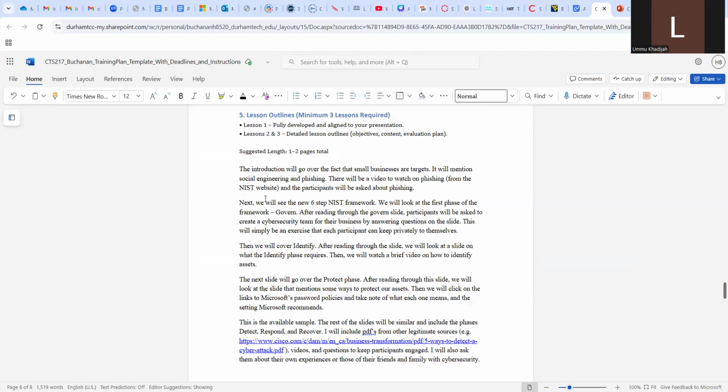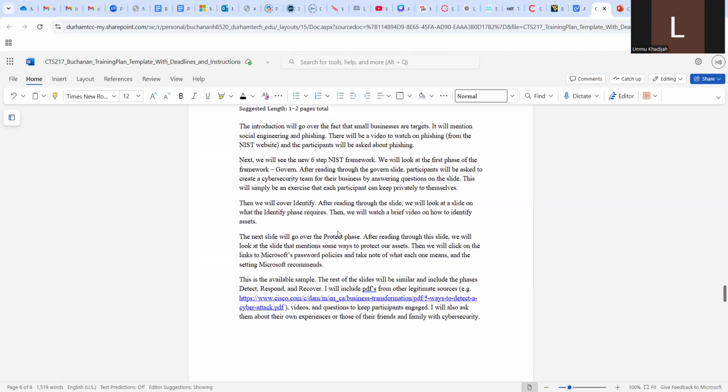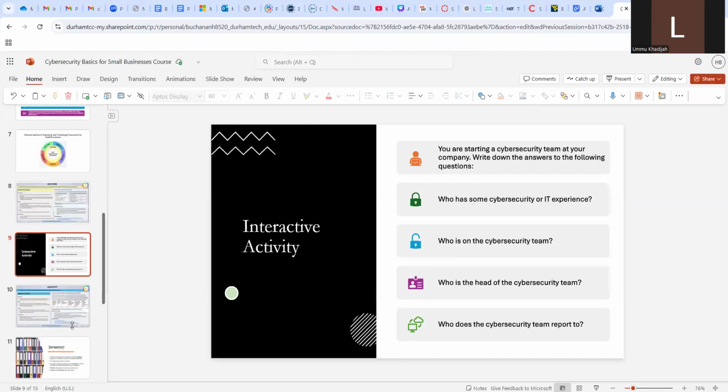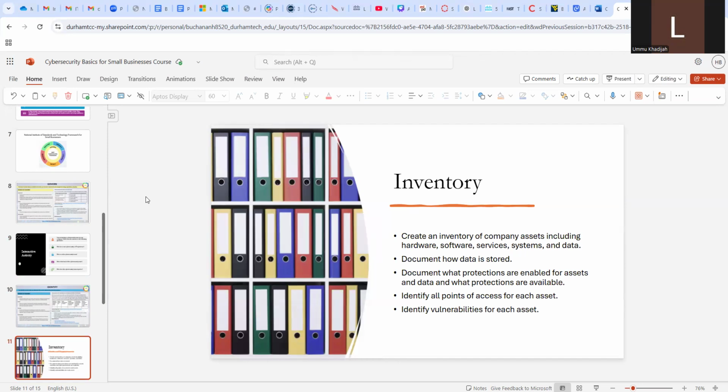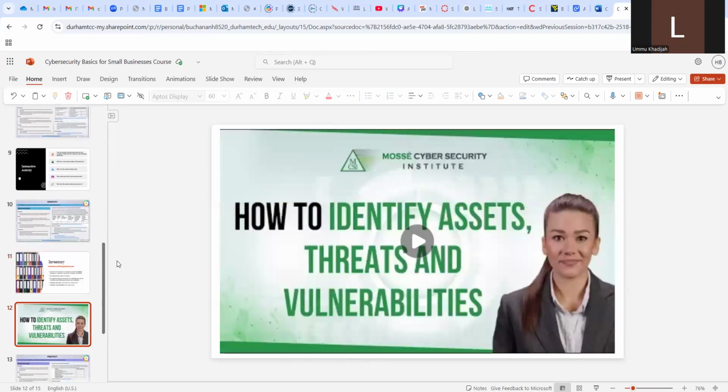So we've gone over govern. After that, we'll cover identify. For identify, we'll read through the slide. We'll look at what identify means: creating an inventory list and documenting how things are stored, how they're protected, whether there are vulnerabilities, and identifying the points of access for each asset. So that would be the inventory part. And then we watch a short video on how to identify assets, threats, and vulnerability, which tied in very nicely to the identify part.